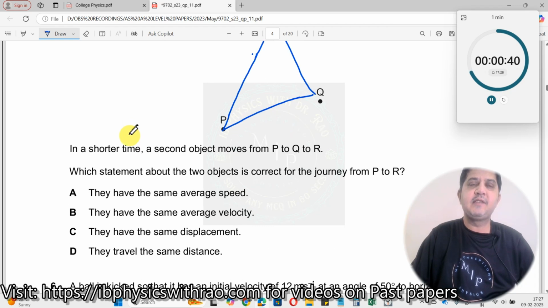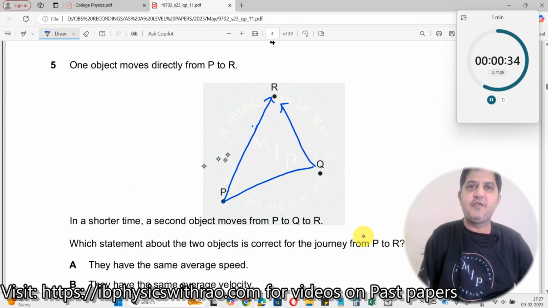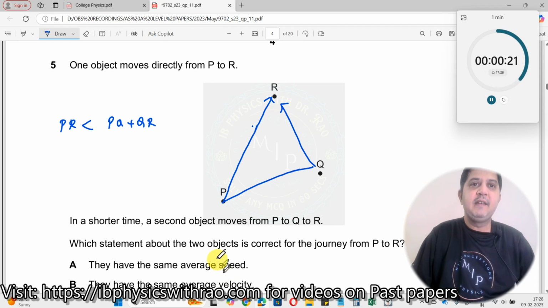Now let us see what it is. They have the same average speed. Now it is average speed, average velocity, displacement and distance. Let us find out first before you read the question. This PR is the shortest distance as compared to going from PQ plus QR. I'll write down PR is less than PQ plus QR. Very much obvious.